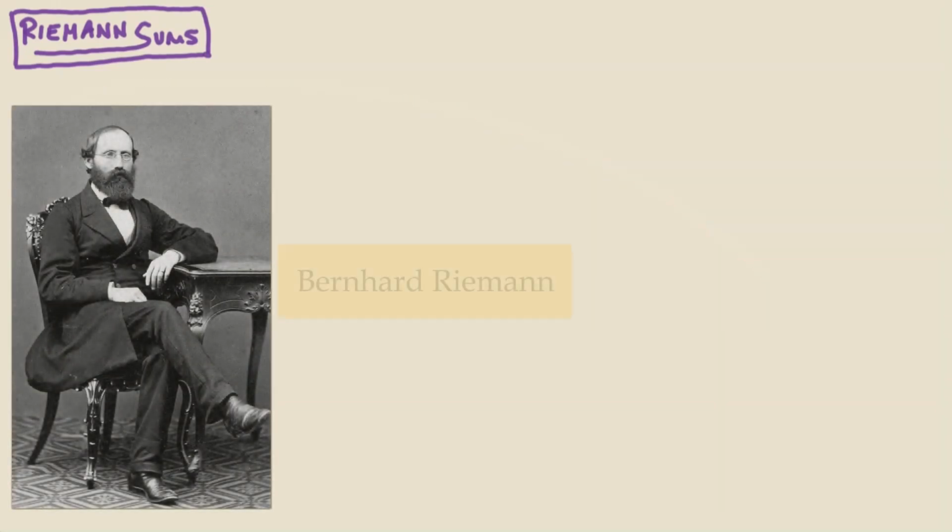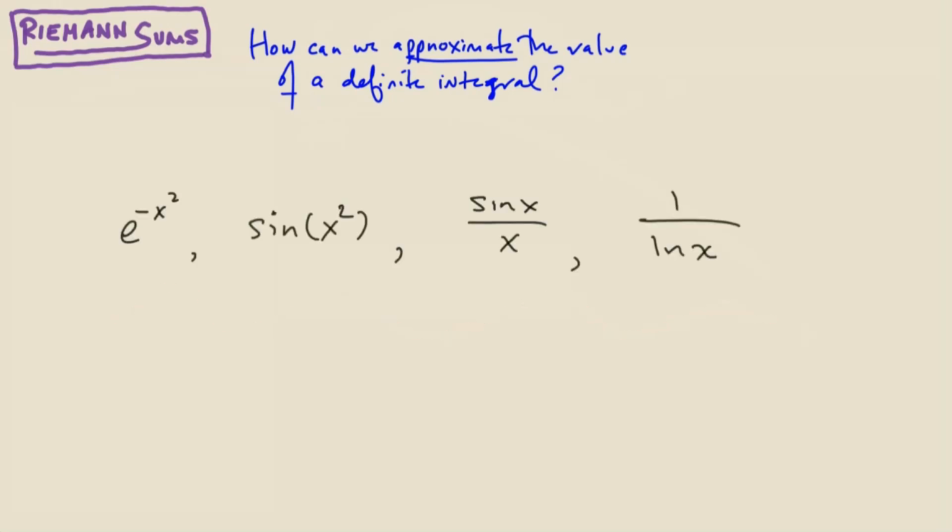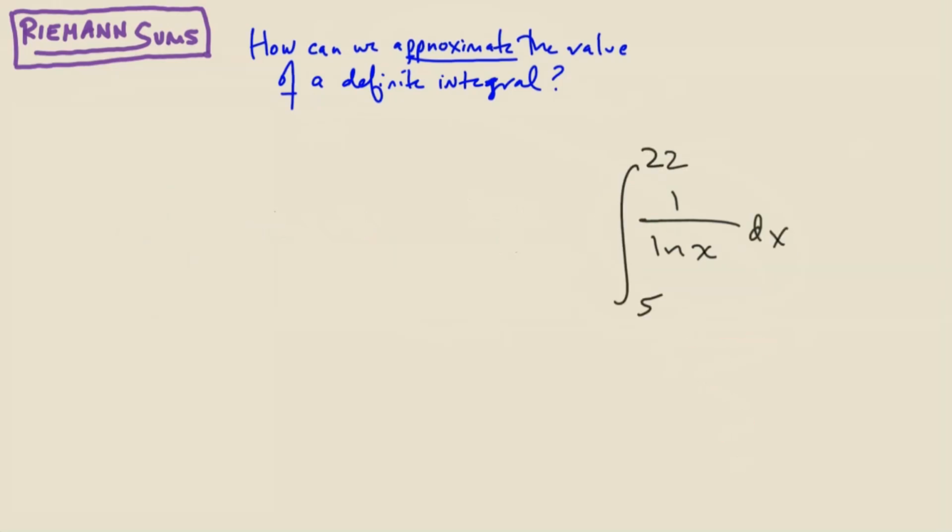Okay, Riemann sums. Well, the motivating question for today is, how can we approximate the value of a definite integral? After all, as I discuss in the book, there are many functions, such as these ones, that simply do not have elementary antiderivatives, which means that, for example, if you wanted to integrate one of them, say from 5 to 22, you cannot do it in the usual way.